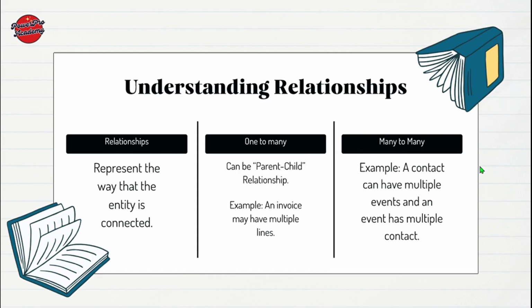Now let's understand the relationship of these entities. Entities that relate to one another have a relational connection. Relationships between entities exist in many forms, but the two most common are one-to-many and many-to-many, both of which are supported by common data services. One-to-many relationships are also known as parent-child relationships.